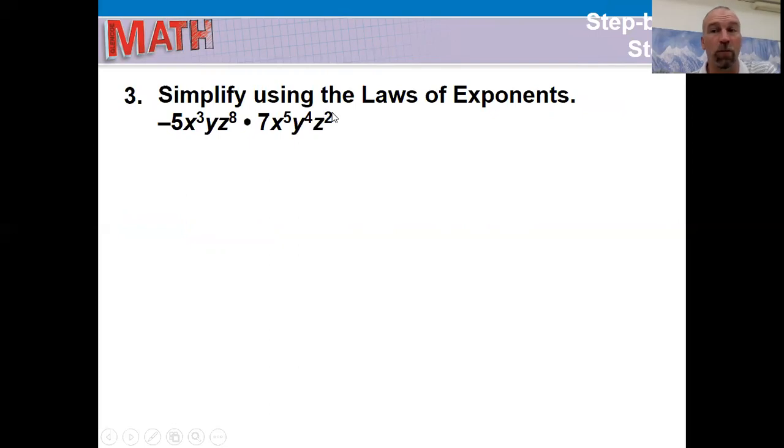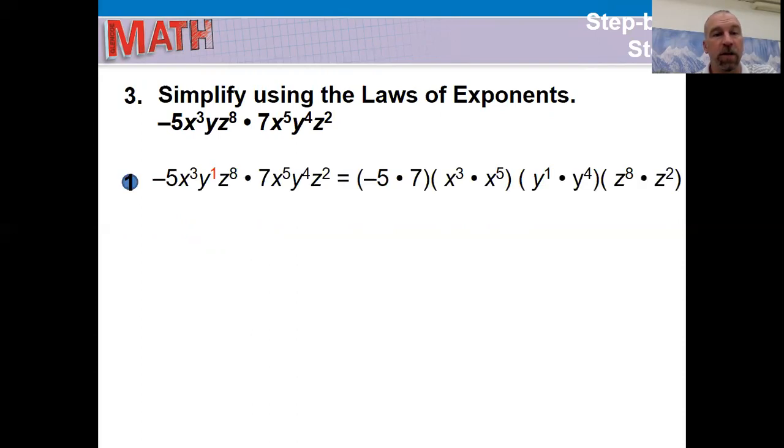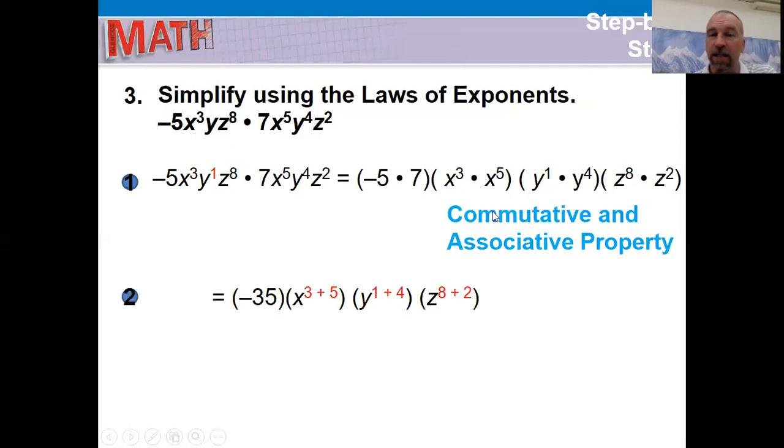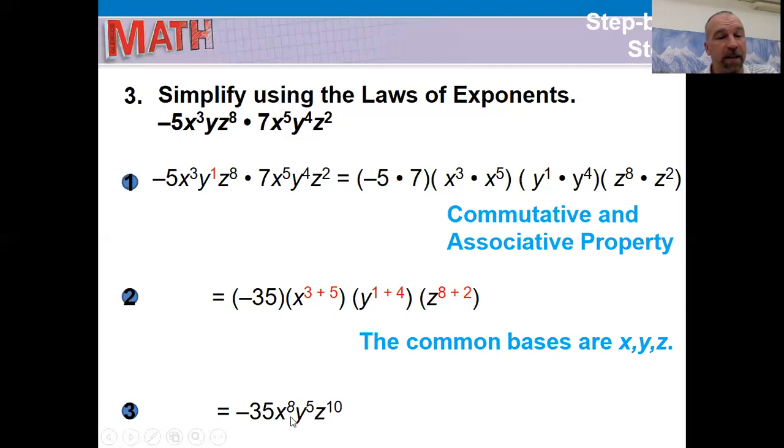What if I have multiple variables, more than one variable? Works the same, you just group together the ones that are the same. So group together that negative 5 and that 7 because they seem to belong together. Group together those x's. Group together the y's. Hey, check out this y right here. There's no power on that y. Remember, that's a first power. And group together the z's. And then multiply those coefficient numbers and add together all of your exponents. 3 and 5, 1 and 4, 8 and 2 gives me a grand total of negative 35, x to the 8th power, y to the 5th power, z to the 10th power.